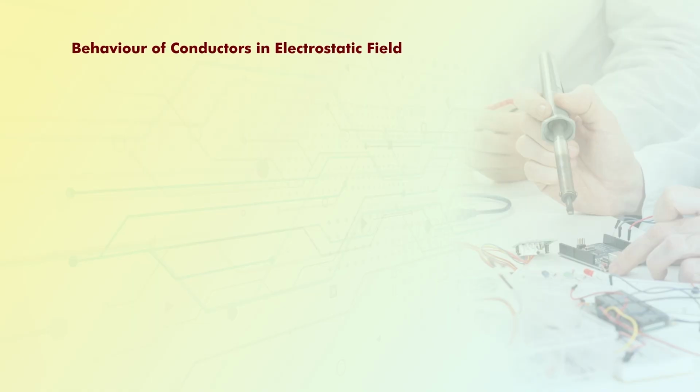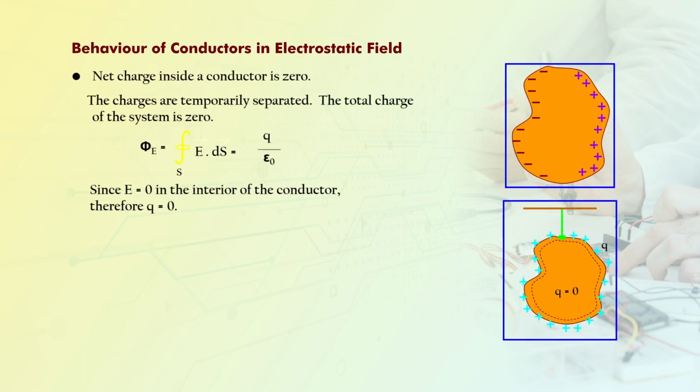So, let's discuss the behavior of a conductor if it is placed in the electric field. The first point is that the net charge inside a conductor is 0. If we place a conductor in an electric field, what will happen? The charges are separated temporarily. The positive charge will align in some direction and the negative charge will align in the opposite direction. So, the net charge inside a conductor is 0. Suppose we place a conductor in an electric field, what will happen?